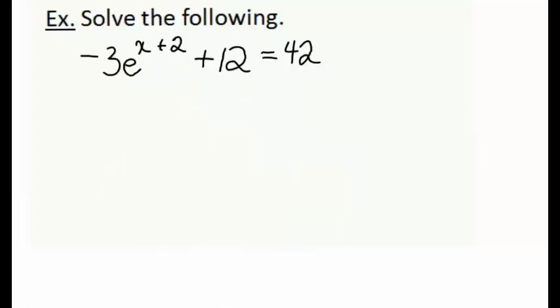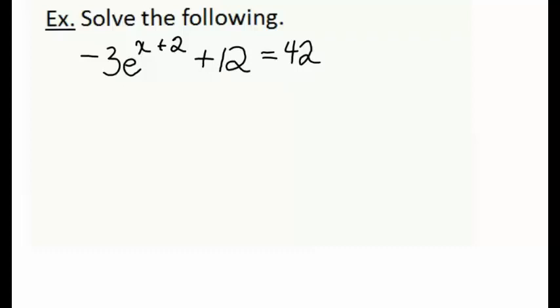In our last example, we want to solve the following equation. Negative 3 times e to the x plus 2 plus 12 equals 42. Our first step is to try to get this exponential expression all by itself. So right now we have this minus 3 and this plus 12 that are in the way, and I need to remove those before I can apply the natural logarithm to get rid of the base of e.